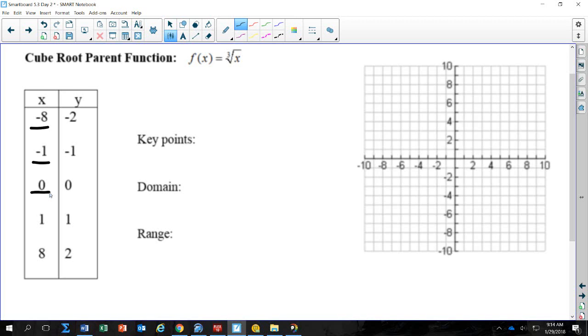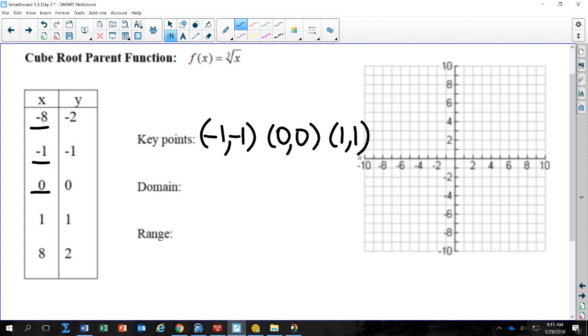You can plug in positive x values, 0. You can even plug in negative x values, right? It's possible to take an odd root of a negative number. That's fine here. For the key points, I'm just going to require you to use 3. I want you to use one of the negative x values, I want you to use 0, and I want you to use a point with a positive x value. So oftentimes, the easiest points to pick are (-1, -1), (0, 0), and (1, 1).